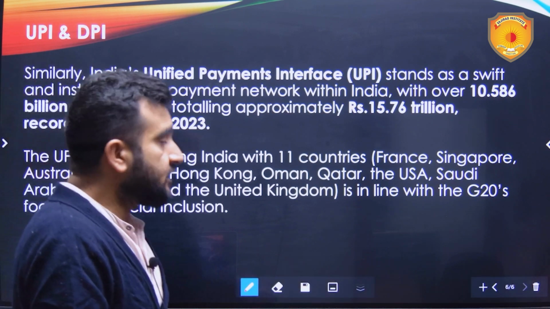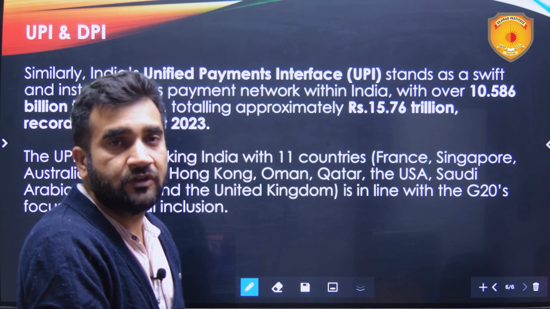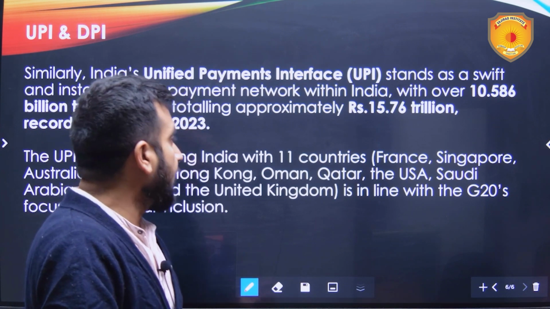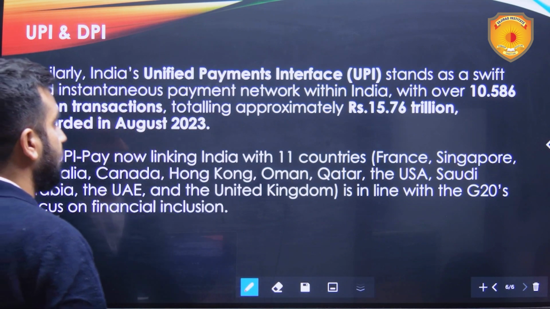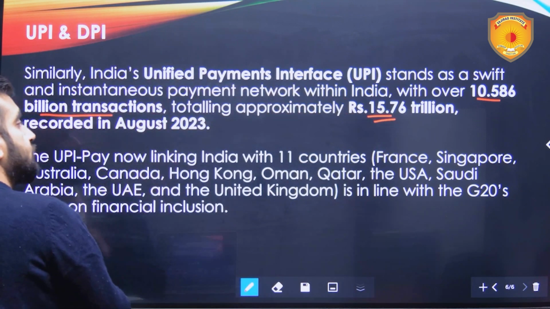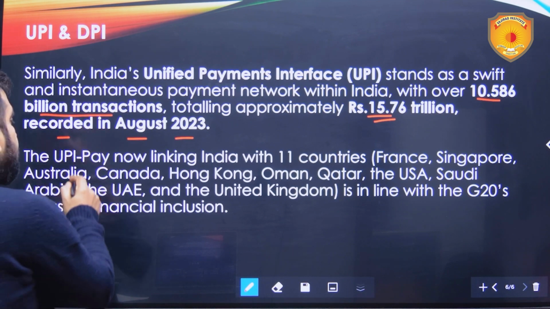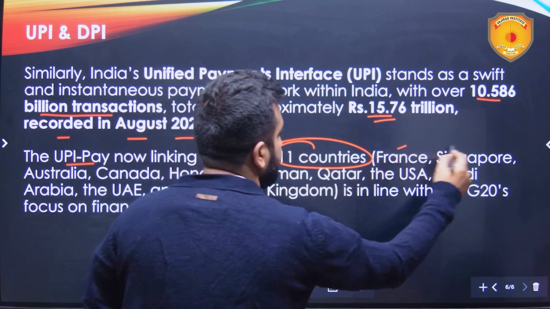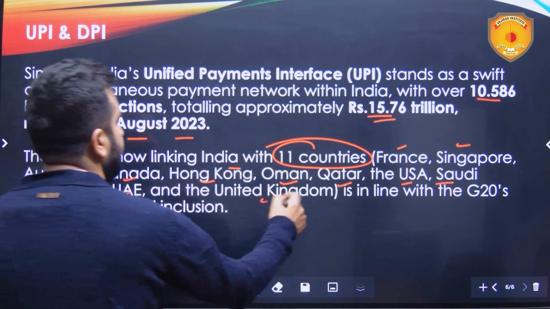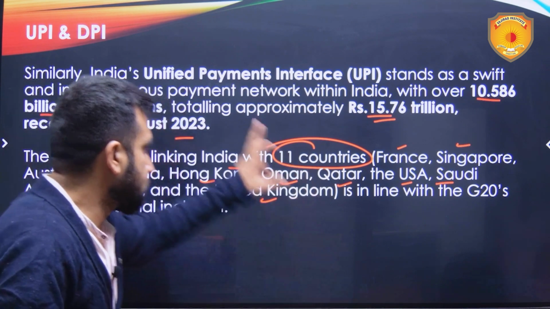UPI and DPI. UPI, Unified Payments Interface. You might all know about this. That has also been developed by the government. Recently, the Australian Deputy Prime Minister was here in India and he was very much in awe of this mode of payment transfer. Some facts and figures about UPI: over 10.586 billion transactions, totaling approximately 15.76 trillion rupees, were recorded till August 2023. UPI Pay now links India with 11 other countries: France, Singapore, Australia, Canada, Hong Kong, Oman, Qatar, USA, Saudi Arabia, UAE, and United Kingdom. This is in line with G20's focus on financial inclusion. So this is also one such achievement.